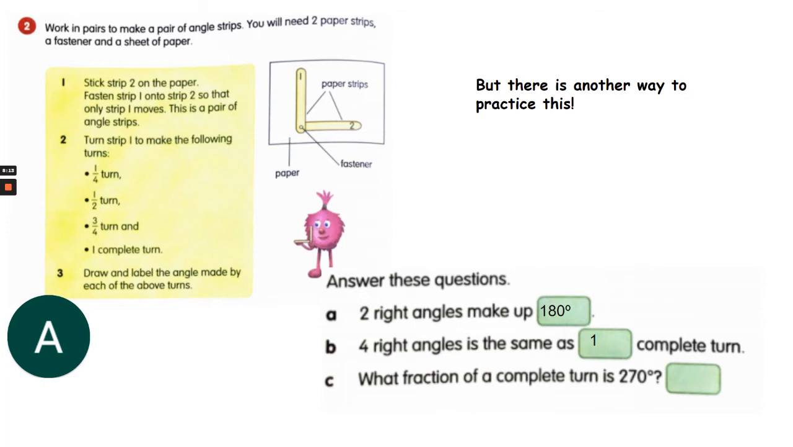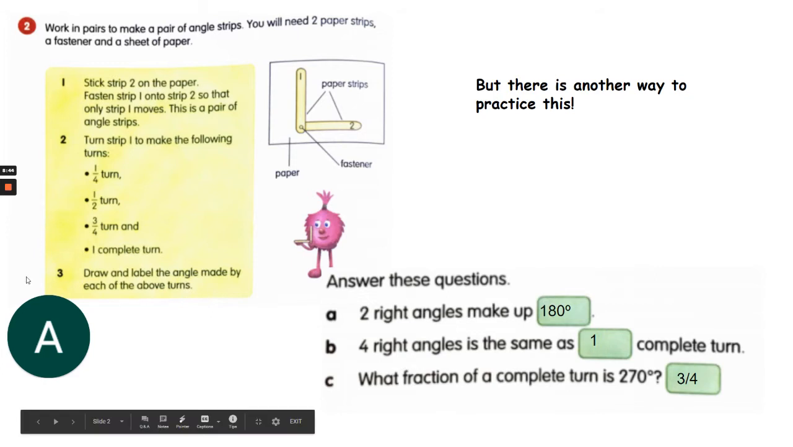And what fraction of a complete turn is 270? So if we think 1 whole turn is 4 quarters, 4 out of 4, 270 makes up 3 quarters of a complete turn. 3 lots of 90 is 270. So remember I said there is another way to practice making an angle strip. I'm going to show you that now.